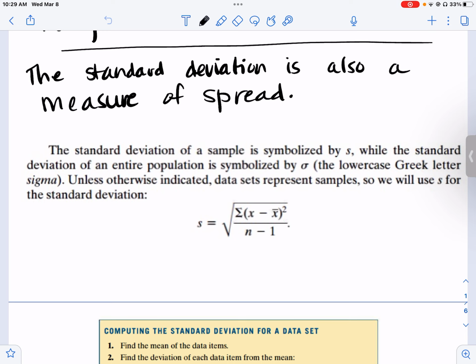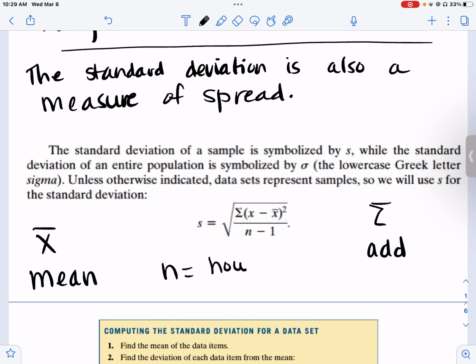Remember that funny looking symbol means add. Inside the parentheses, that means take each number minus X bar, which means the mean. And remember, this means to add. N equals how many numbers.